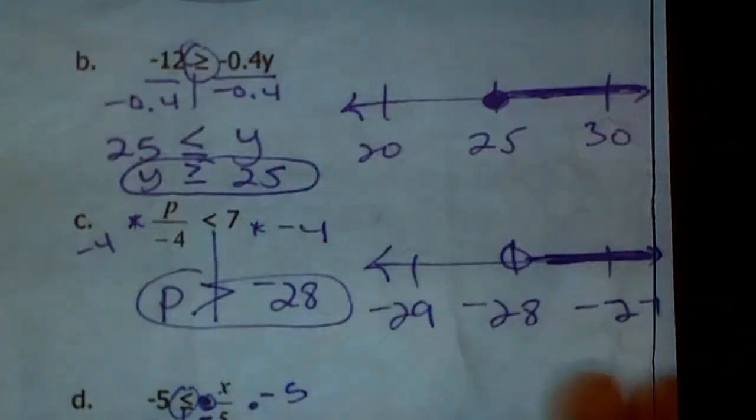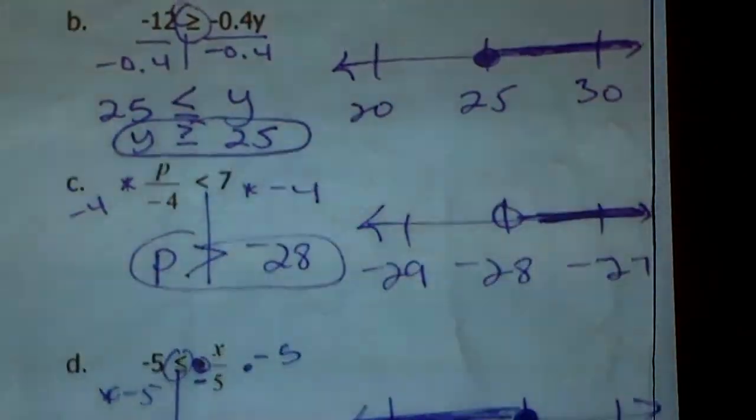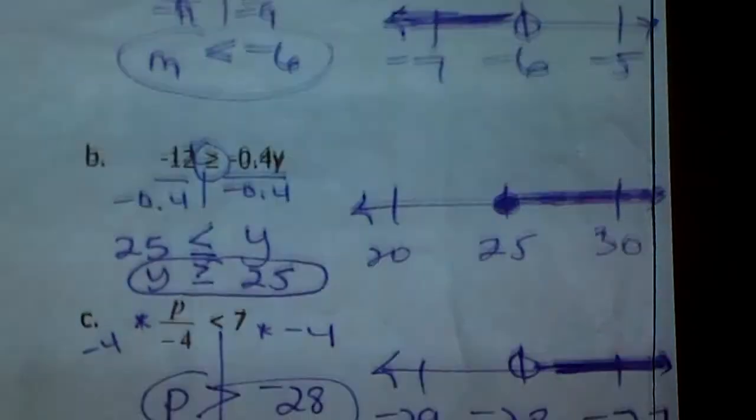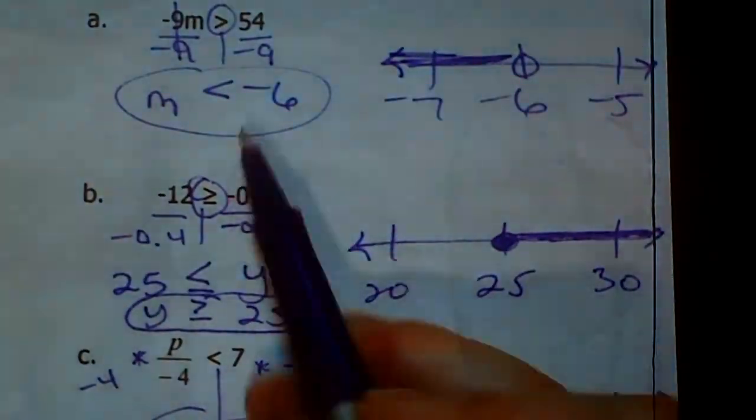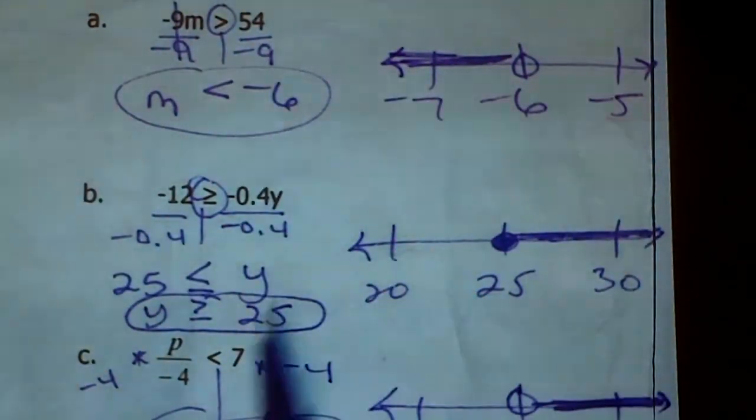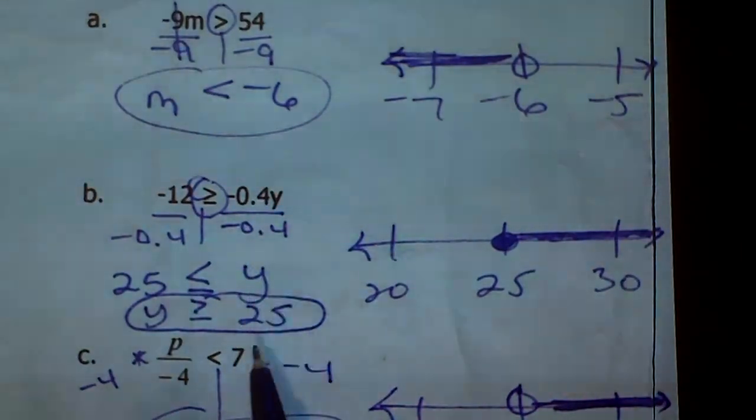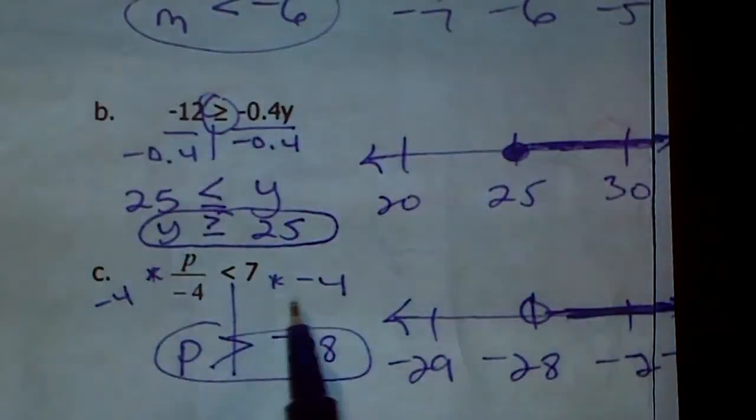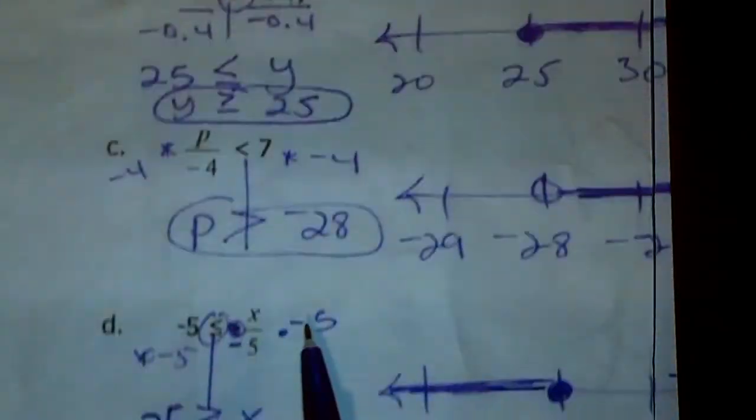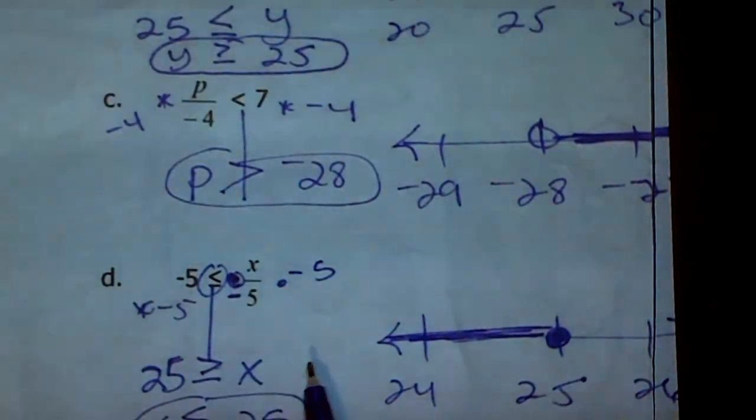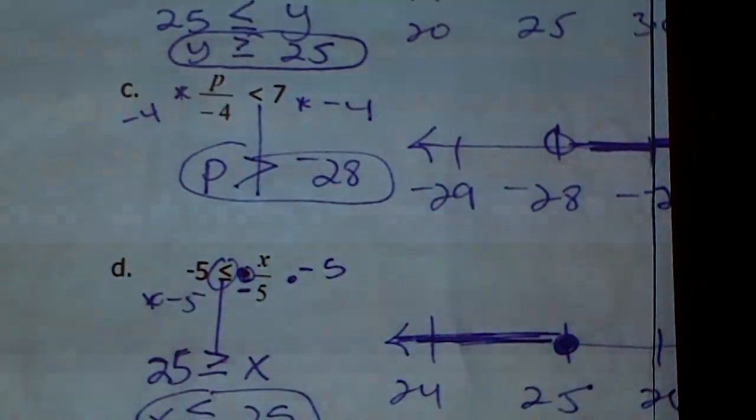The difference in the examples over here is that in order to solve it, you have to multiply or divide by a negative value. So we divided by negative 9, switch the sign. We divided by negative 4/10, switch the sign. We multiplied by a negative 4, so we have to switch it. And then we multiplied by a negative 5. So it's only when you're multiplying or dividing by a negative that you have to switch the sign.